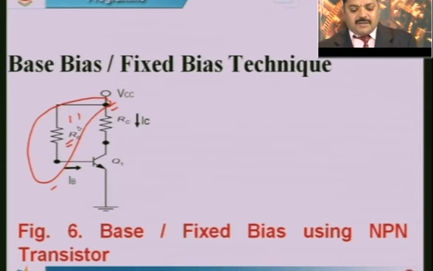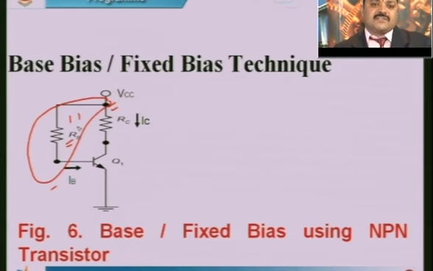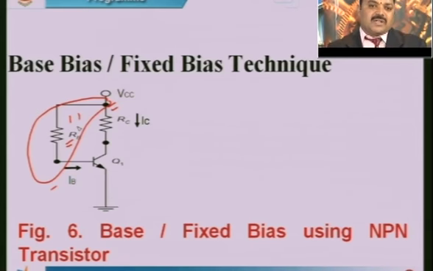Now, again we need to fix the operating point. To fix the operating point, we need to draw the DC load line. The DC load line must be drawn and the operating point must be fixed, and then we need to note down ICQ and VCQ. To do that, we will be taking the help of KVL and KCL equations. Next.